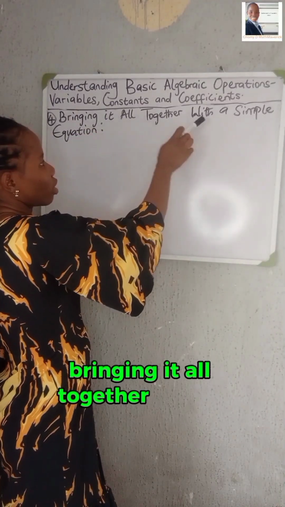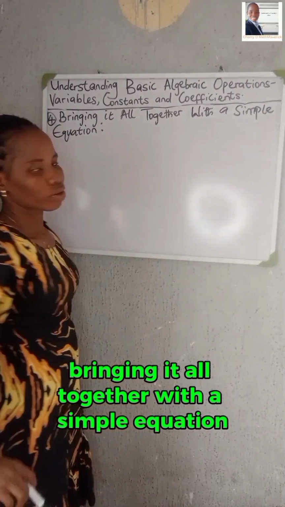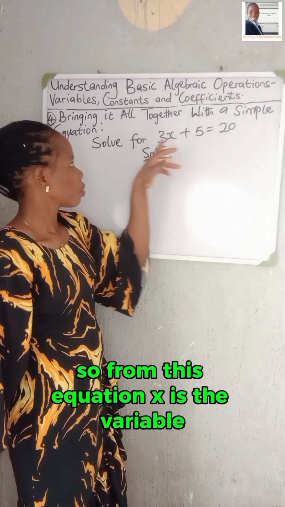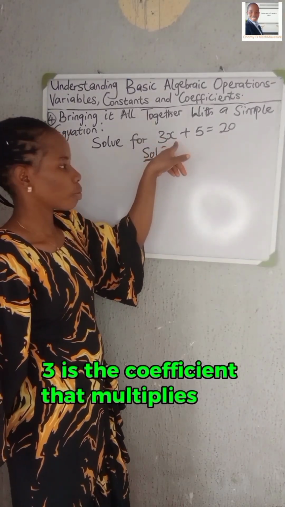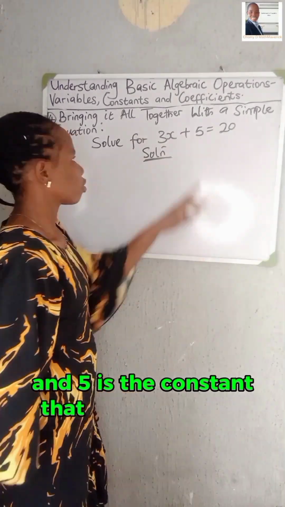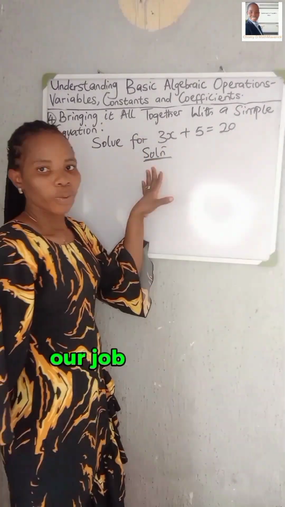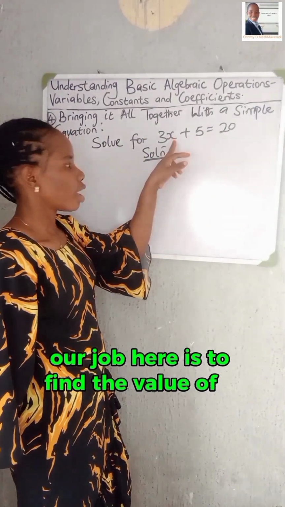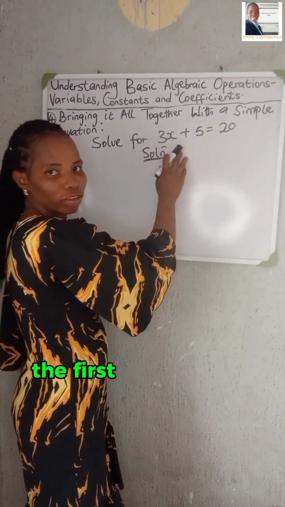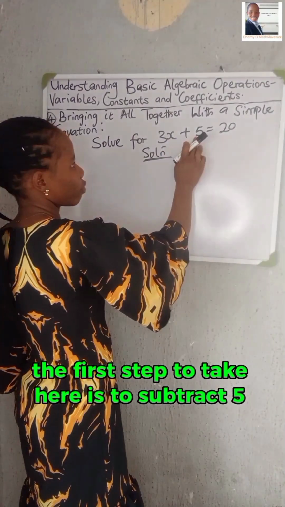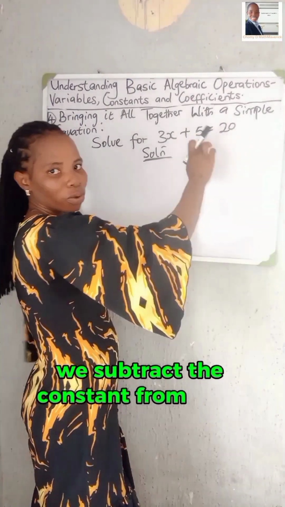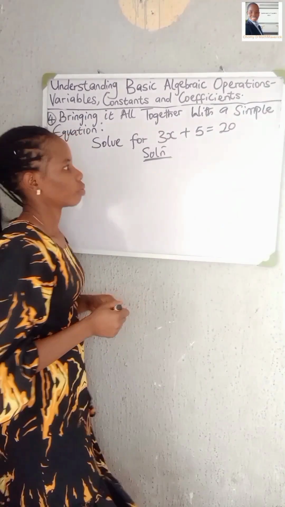Bringing it all together with a simple equation. So from this equation, x is the variable, 3 is the coefficient that multiplies the variable, and 5 is the constant that doesn't change. Our job here is to find the value of x that will make this equation true. The first step to take here is to subtract 5 from both sides. We subtract the constant from both sides of the equation.